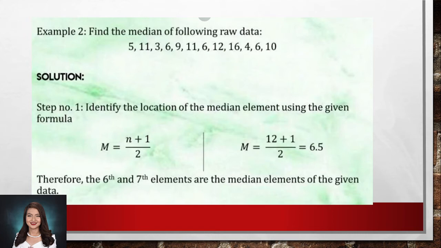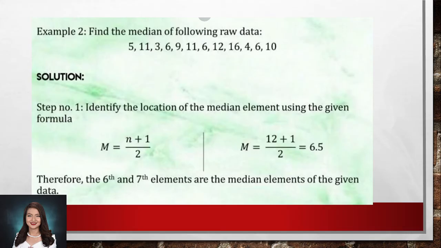Next example, we're going to find the median of the following raw data. So we have here 5, 11, 3, 6, 9, 11, 6, 12, 16, 4, 6, and 10. So our step number 1, we're going to identify the location of the median element using the given formula. So our median is equal to n plus 1 divided by 2. And in this data, we have 12.